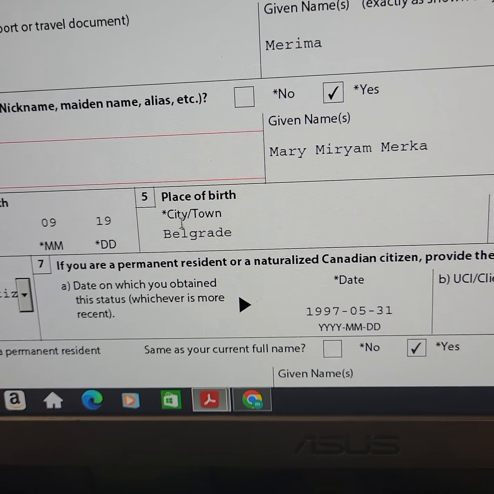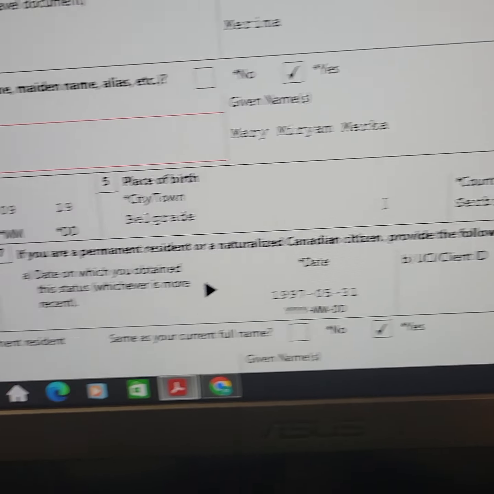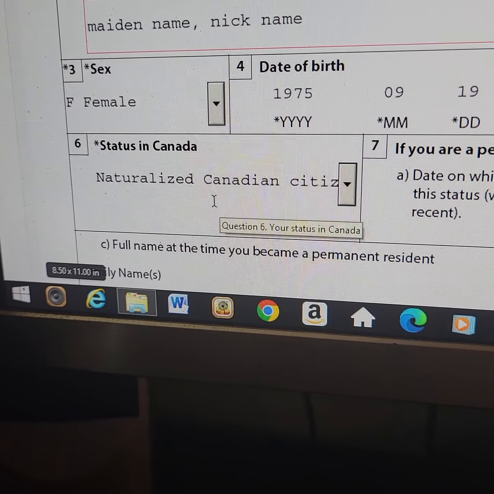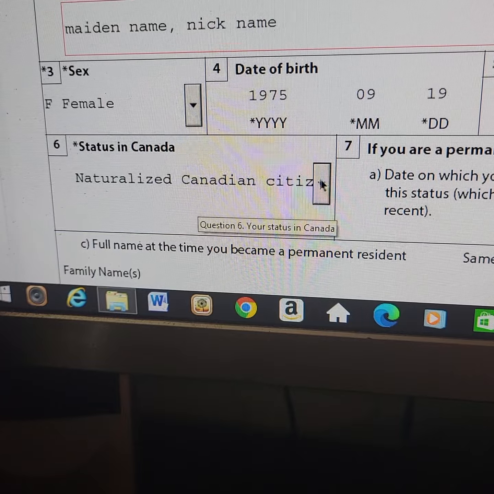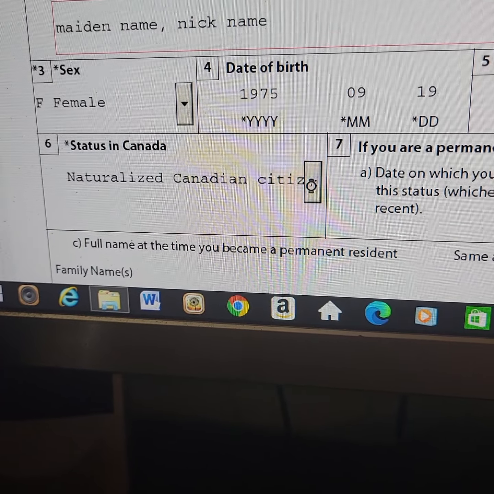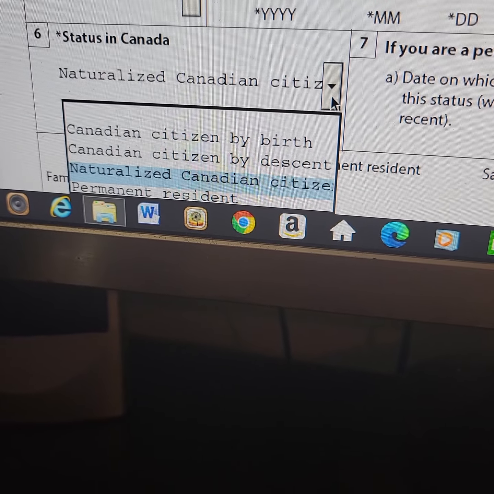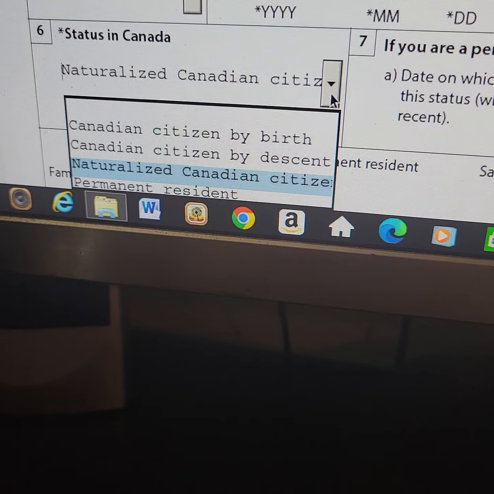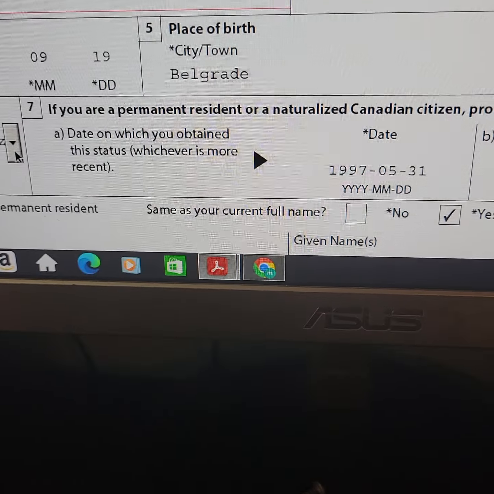Then you put your date of birth, okay? Place of birth, well, I was born in Belgrade. Country Serbia, that was mine, so you put your information, obviously. Status in Canada, if you're a natural Canadian citizen or you're a permanent resident, again, you will have to click on this little arrow and it will show you everything. Canadian citizen by birth, Canadian citizen by descent, naturalized Canadian citizen, permanent resident. So you click what is your status, okay?